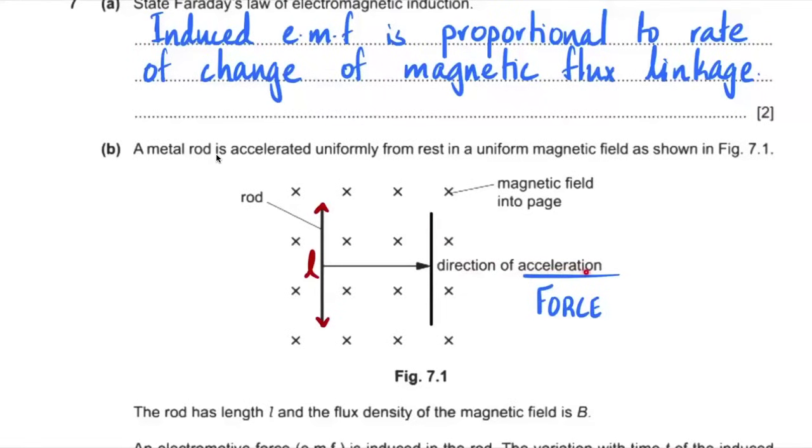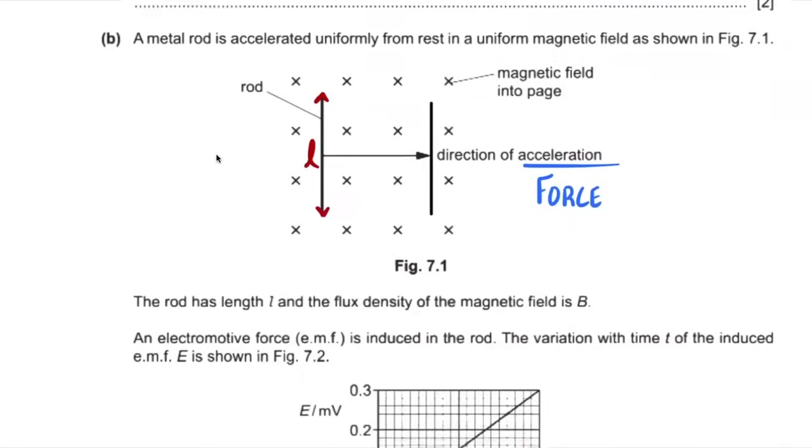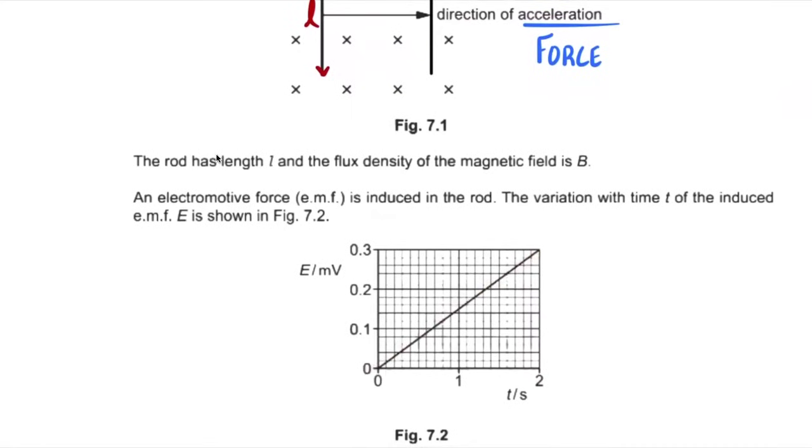And this is the direction of acceleration by Newton's second law. I know that this is also the direction of the force acting. The rod has length L, flux density is B, and EMF is induced in the rod, right? Makes sense because it would be cutting through field lines, and the variation with time of the induced EMF is shown. So the induced EMF is directly proportional to time, so it's linearly increasing.